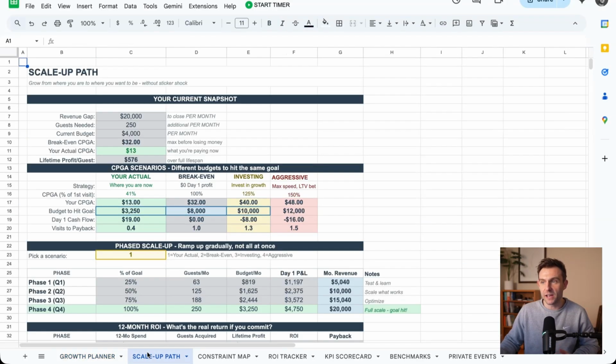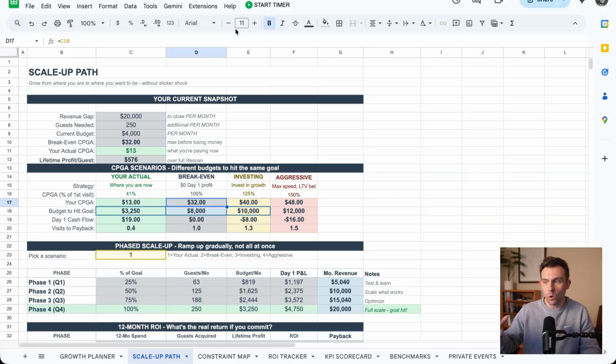So let's click over to the scale up path. And so here we have 4 different scenarios. At $13 per guest, you're already profitable on day one. Break even: this is the max you could spend and still not lose any money on the first visit. Jay Abraham has this famous saying, break even today so that you can break the bank tomorrow.